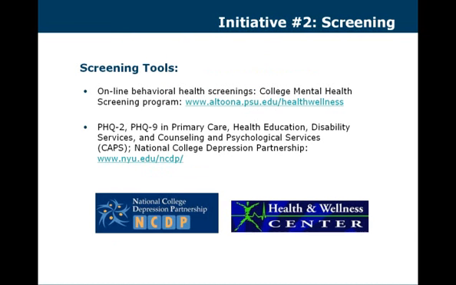So let's talk about the power of screening. Most students who are depressed, anxious, and/or suicidal do not seek out counseling services on their own. It's important to develop systems to allow students to self-identify and to develop systems regarding early intervention, which focus on a public health model of intervention. The college mental health screening program allows students to take online screenings for depression, anxiety, eating disorders, PTSD, and bipolar disorder.